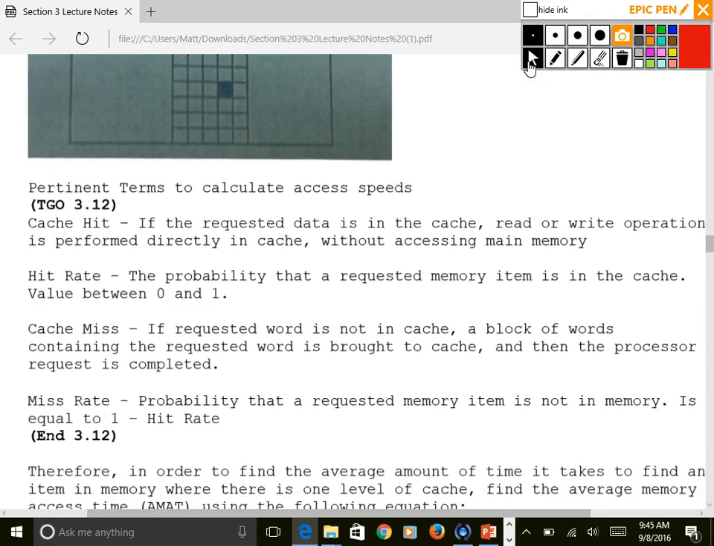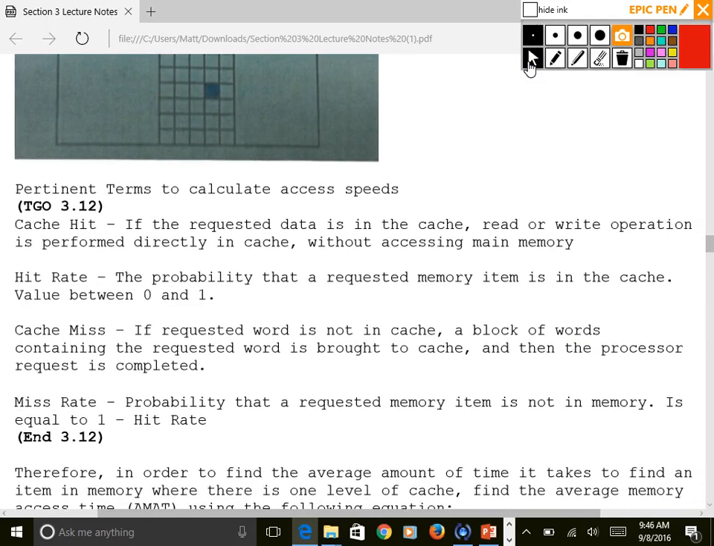All right, so other big terms I want you to know, because we're going to start going into equations in a minute. Cache hit. If the requested data is in the cache, a read or write operation is performed directly in the cache without accessing main memory. So that means we want to get it, put it in the registers, and execute. The worst case scenario is accessing main memory. We want to avoid going to those magnetic tapes as much as possible.